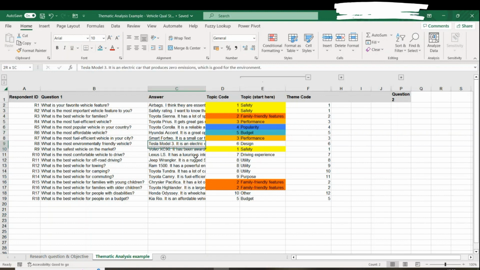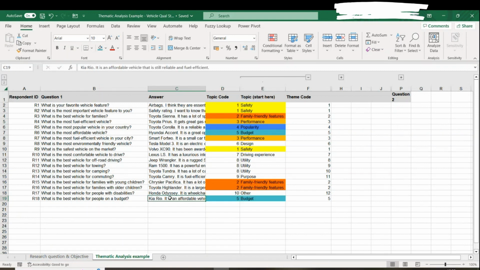Then you would look into your data if there are any other number 5s. Then here we saw a question that says, what is the best vehicle for people on a budget? They said a Kia Rio, it is an affordable vehicle that is still reliable and fuel efficient. You see, although they mentioned fuel efficiency and affordability and reliability, your question was more around budget. So here we focus on budget, but on what they said, it could also fit under performance, but if the question was around the performance of the vehicle or fuel efficiency, so we give it the same color as budget.